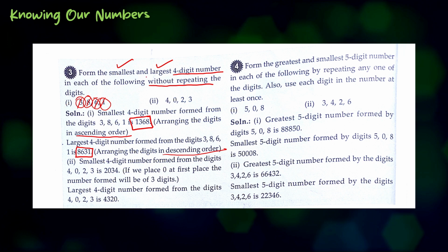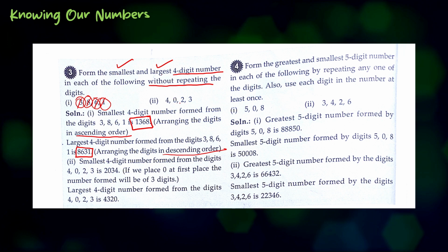Okay, we have to find smallest and largest 4 digit. So smallest 4 digit number formed from the digits 4023. Okay, so if you see, the smallest is 0, which has no value, but if you put it in the first place, then the number will not be 4 digit, it will be 3 digit, because 0 has no value. So we cannot put 0 at the front, so we can only put it at the second digit.